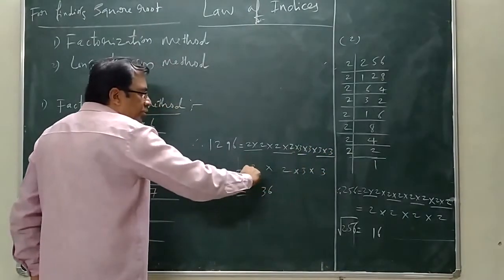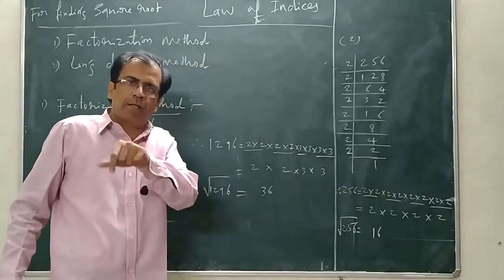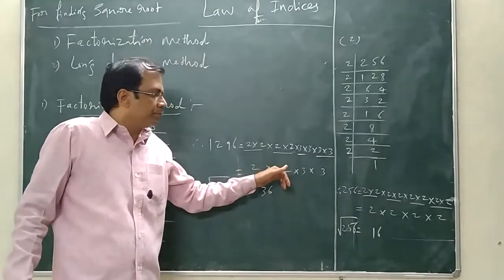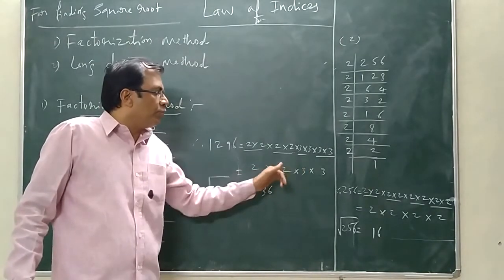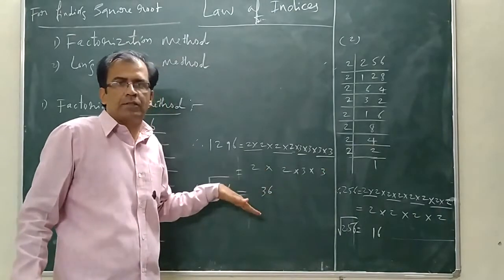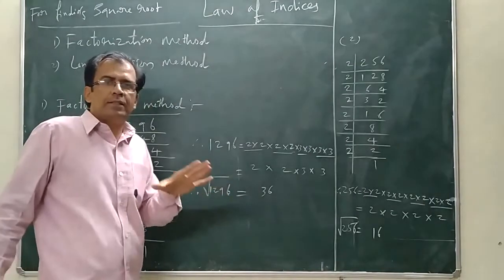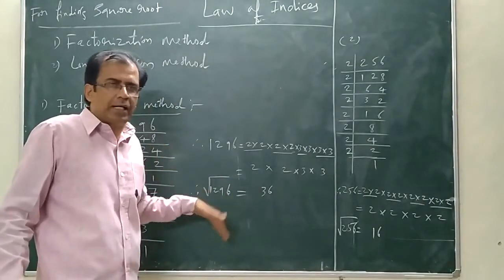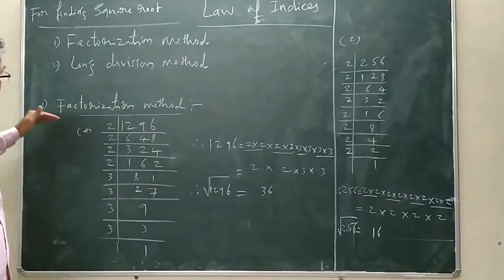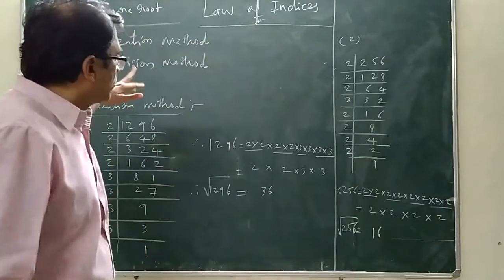After writing all these, you need to multiply all the numbers you got from the pairs. That means 2 into 2 is 4, into 3 is 12, into 3 is 36. This is exactly the square root of 1296. So this is the answer. It's very simple to find. So this is the example for the factorization method, which is called the first one.